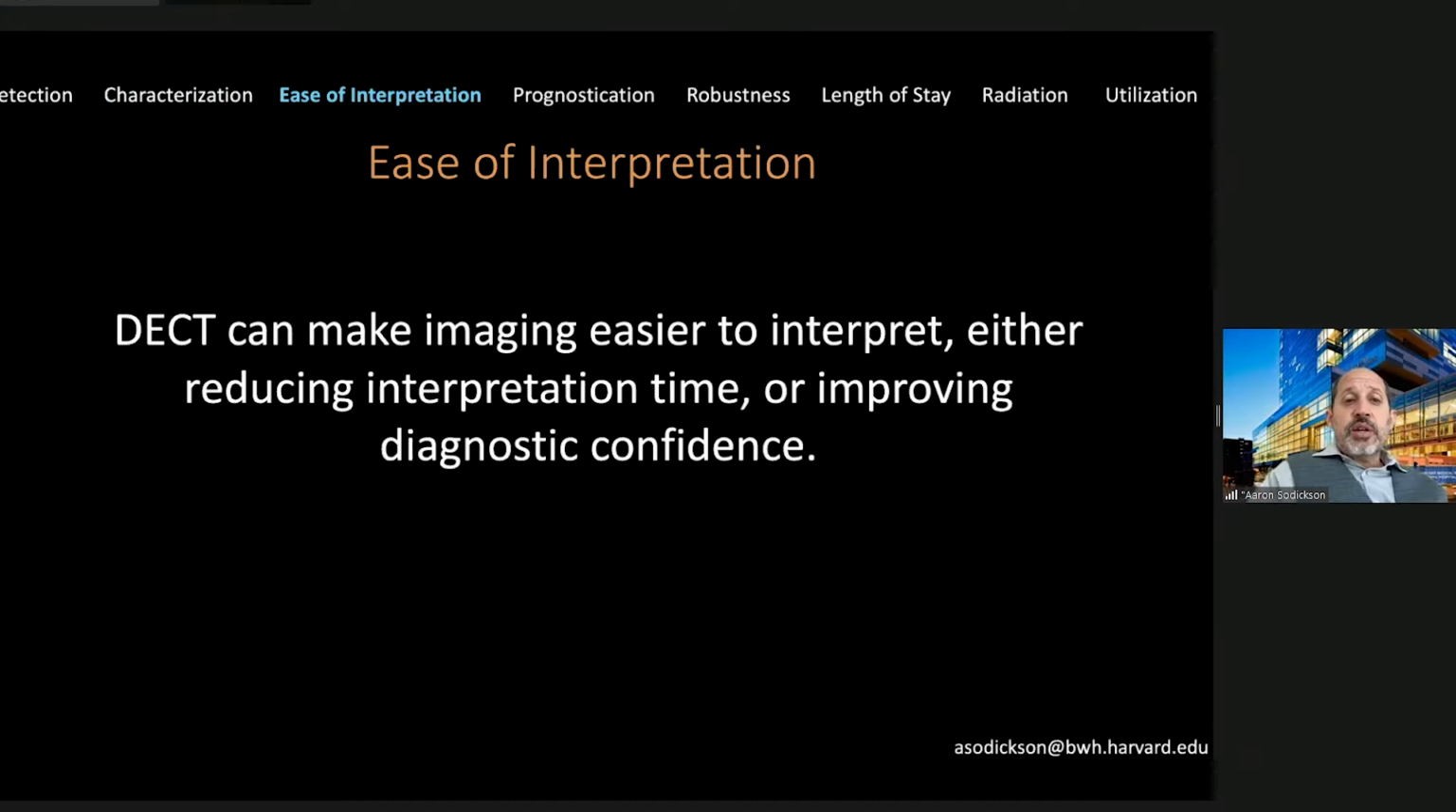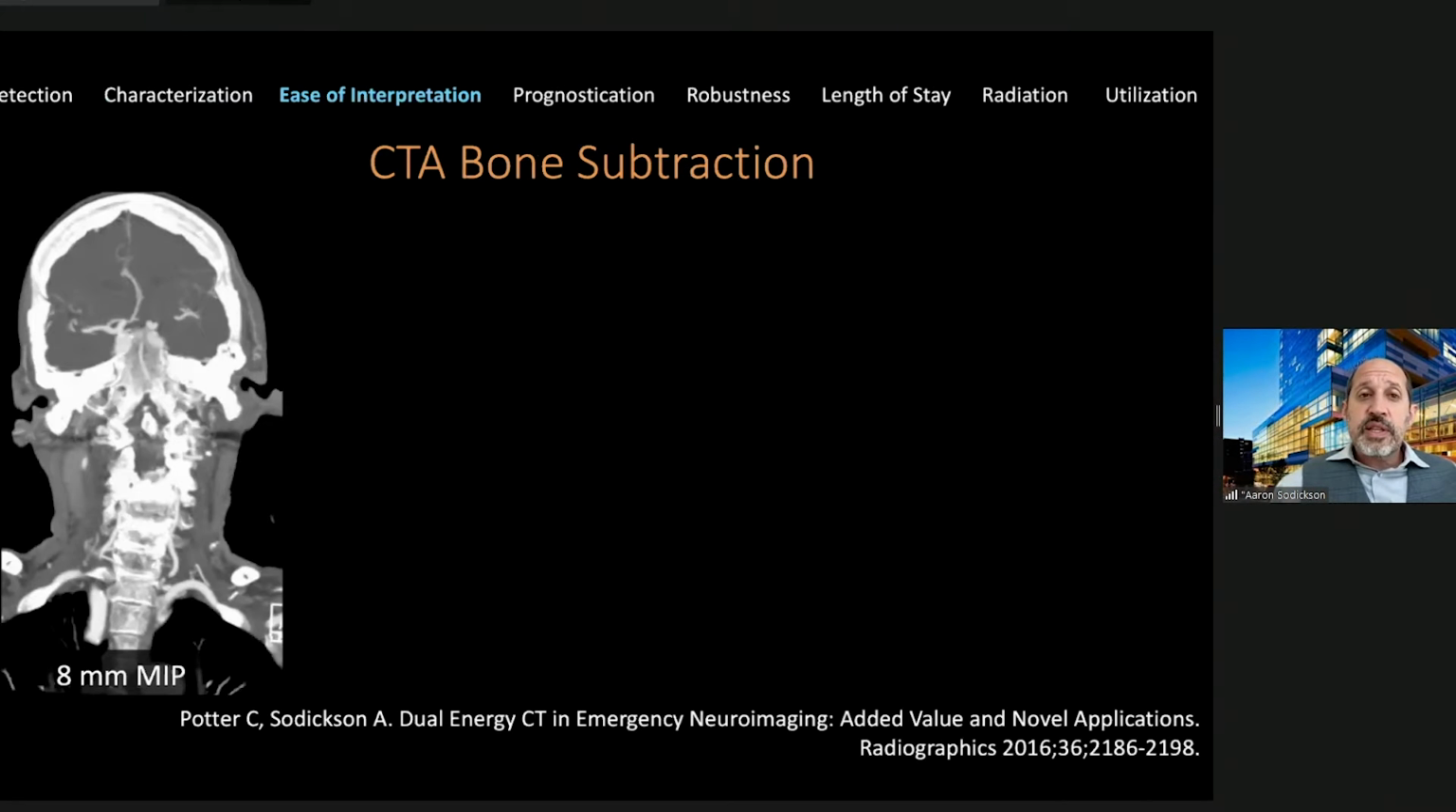Ease of interpretation. Dual energy can make imaging easier for us to interpret, either reducing our interpretation time or improving our diagnostic confidence. CT angiography of the head and neck. I personally hate MIPs through the neck because we can never see the vertebral arteries. They're obscured by the surrounding bone.